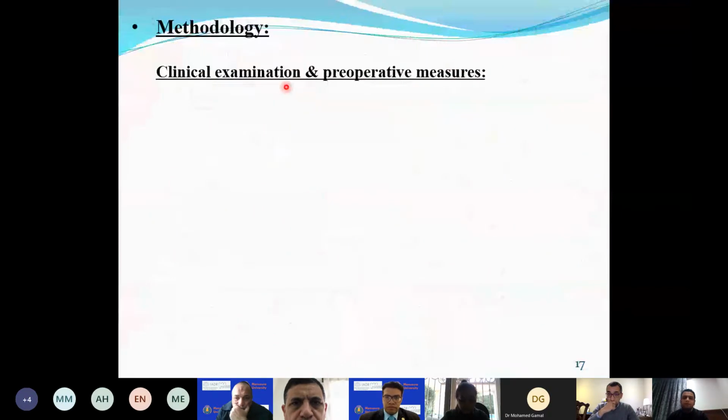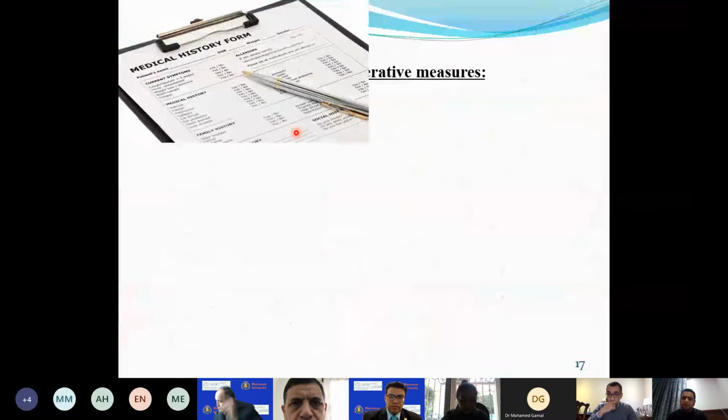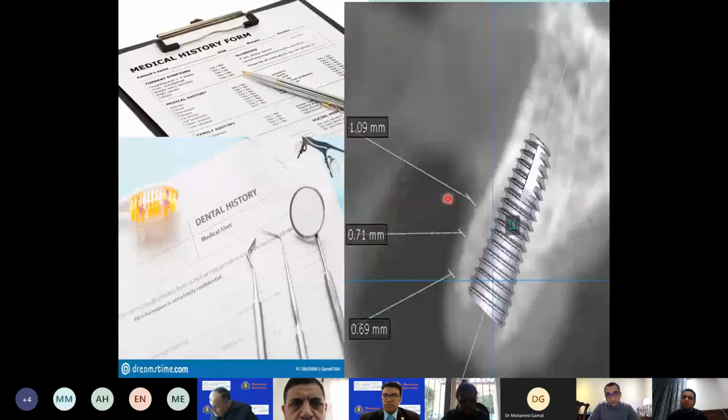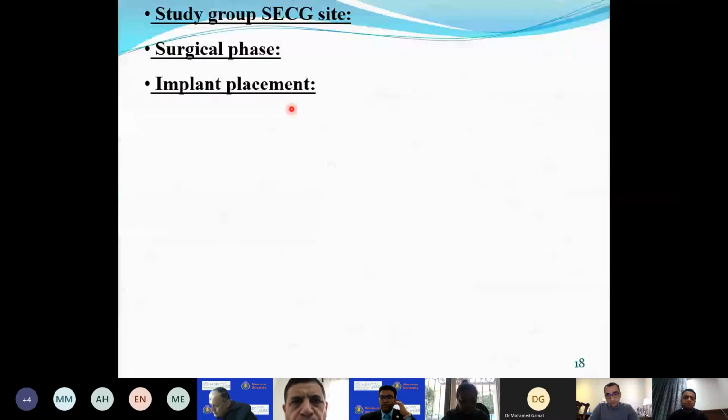Methodology: clinical examination and preoperative measurements. Complete medical and dental histories were taken from all patients. Then the planned surgical sites were assessed for mesiodistal and buccolingual dimensions of the surgical site and the facial gingival thickness from the cone beam CT taken at baseline. Study group: subepithelial connective tissue graft site.